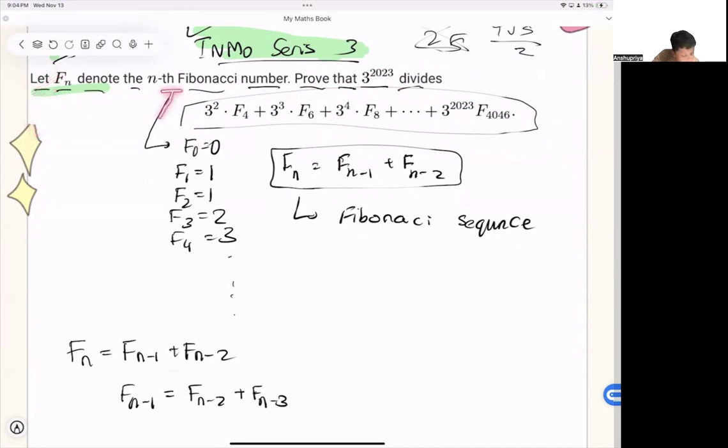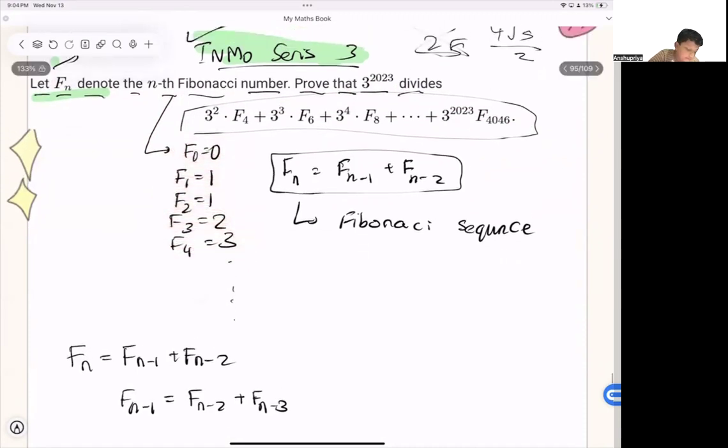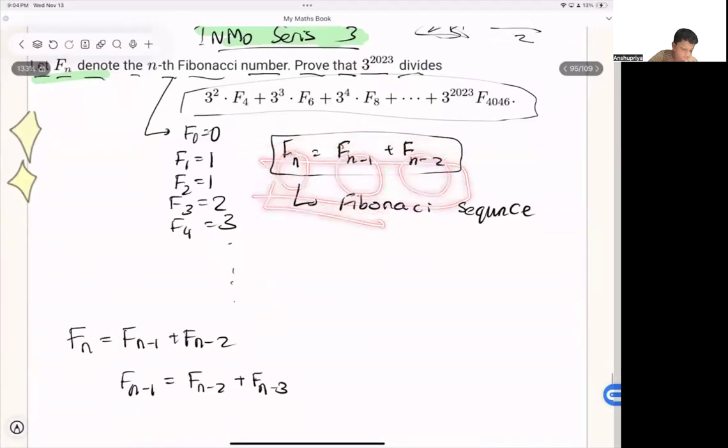So first I will write the Fibonacci sequence. F0 is equal to 0, F1 is equal to 1, F2 is equal to 1, F3 is equal to 2, F4 is equal to 3, dot, dot, dot. This is the Fibonacci sequence, and Fn is equal to Fn minus 1 plus Fn minus 2. This is the meaning of Fibonacci.